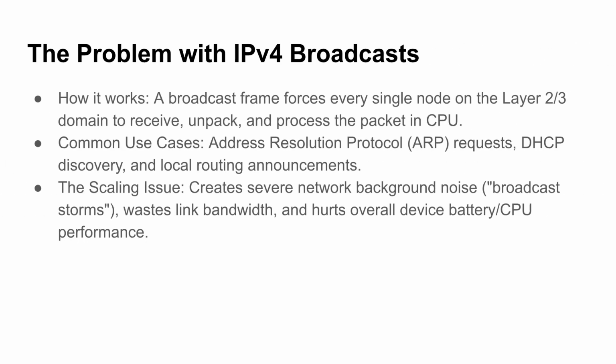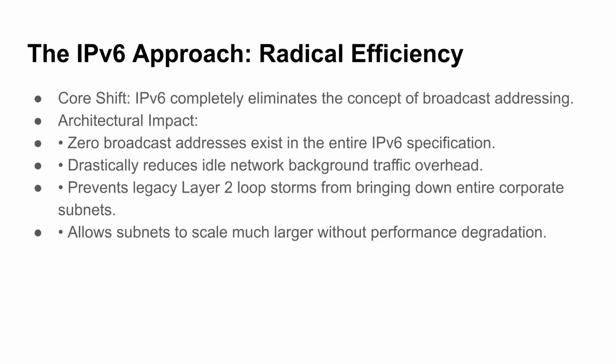Broadcasting in IPv4 comes with significant drawbacks. Every node must process broadcast frames at the CPU level, which can create broadcast storms, waste bandwidth, and negatively impact device performance, especially as networks scale. IPv6 addresses this by eliminating broadcast addressing entirely. This architecture reduces background traffic, prevents legacy loop issues, and allows subnets to scale much larger without performance degradation.